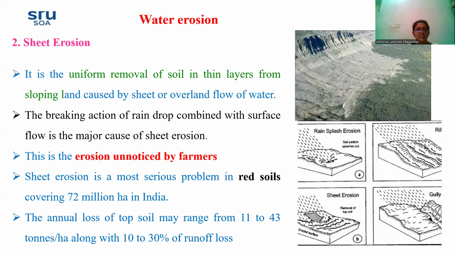Sheet erosion is the most severe problem which is mostly seen in the red soils. The annual loss of the topsoil ranges from 11 to 43 tons per hectare. So here you can see the diagram depicting the sheet erosion. So this is the sheet erosion, that is the removal of the top fertile layer of soil along with the runoff water. So this is known as the sheet erosion.